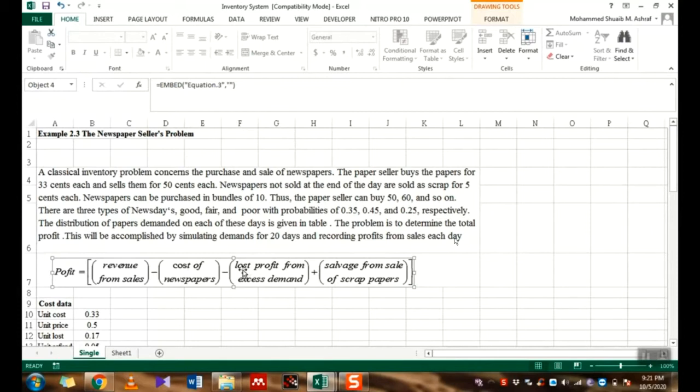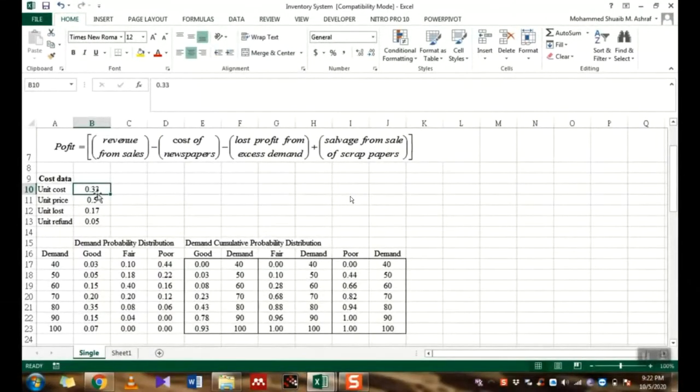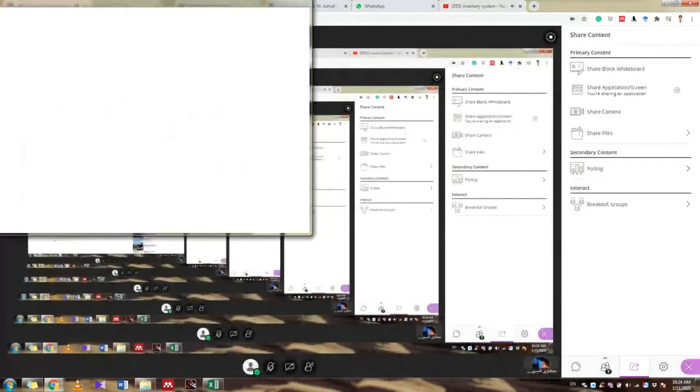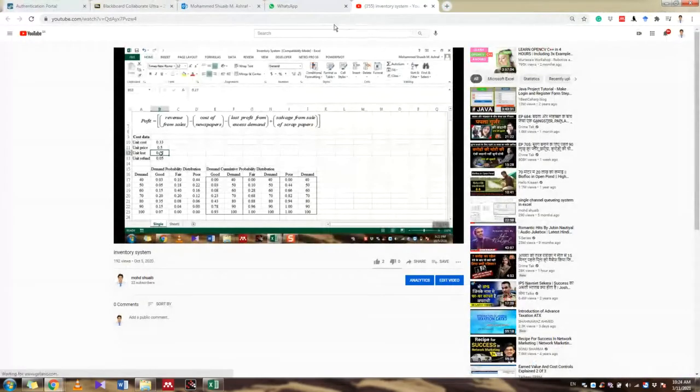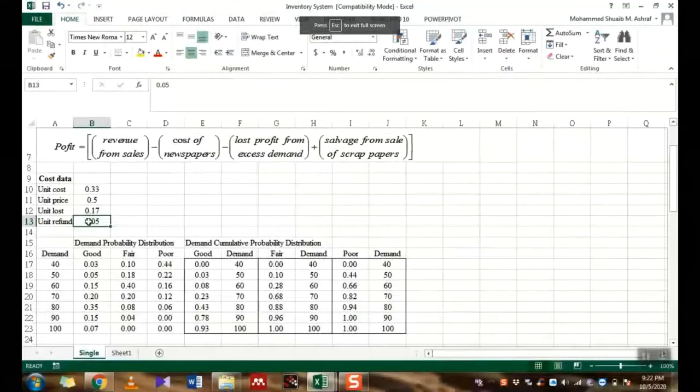Now let's see the cost data. The unit cost, the cost of a newspaper, is 33 cents. The selling price of the newspaper is 50 cents. So we can say the profit per unit is 0.17, 17 cents. And the unit refund salvage value will be 0.05.